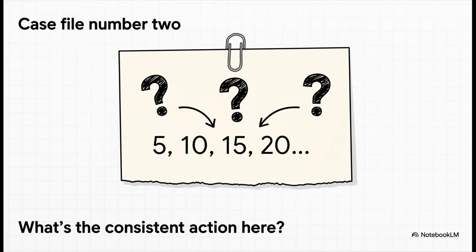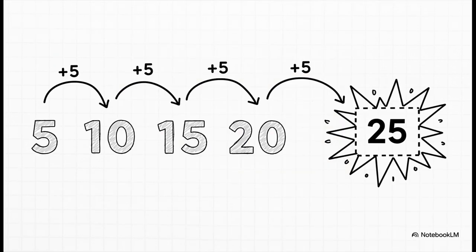Here's case file number 2. 5, 10, 15, 20. Look for the jump. What's the consistent action happening here? That's it. The rule is +5. 5 to 10 is a jump of 5. 10 to 15 is a jump of 5. See? It's the same method, just a different case file, which means the next number would have to be 25.